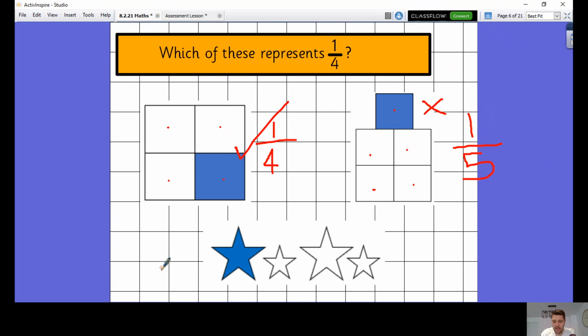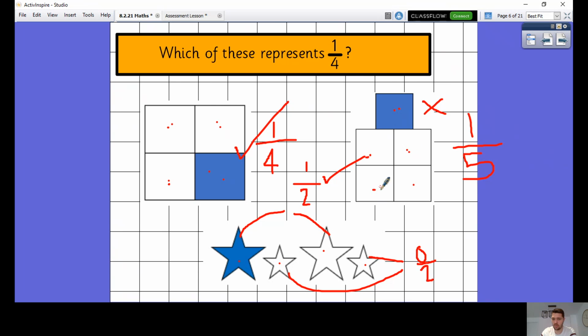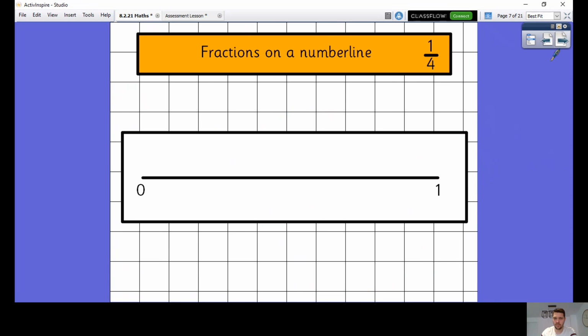This one, I do have 4 stars, but are they equal? No, I have 2 larger ones, and one is coloured in, and I have 2 smaller ones. They're not equal parts. So I have 0 out of 2 and 1 out of 2, half. It's really important that we look at it as equal parts. Like, these are all equal squares, these are all equal squares.